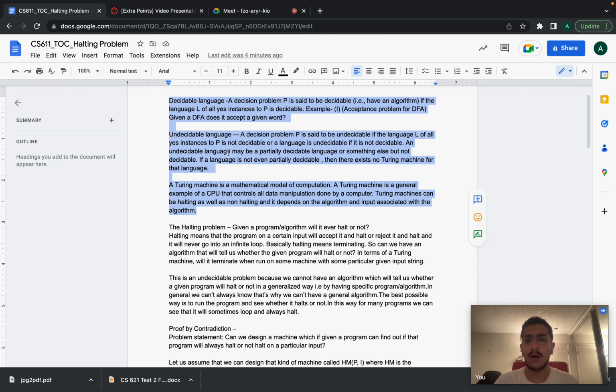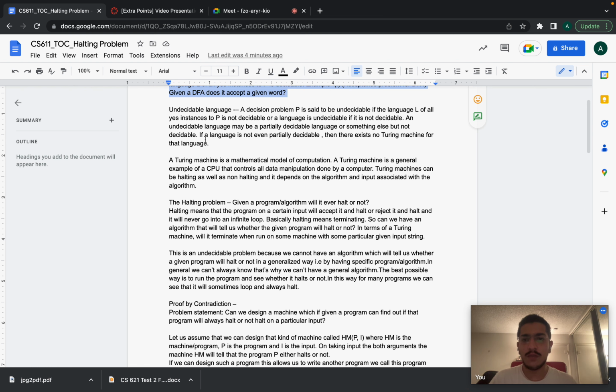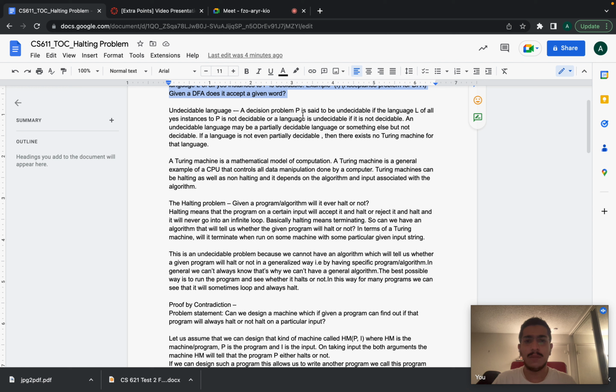So a decidable language, we can take an example. A decision problem P is said to be decidable if the language L of all yes instances to P is decidable. Example: the acceptance problem for DFA. Then for an undecidable language, a decision problem P is said to be undecidable if the language L of all yes instances to P is not decidable. If it is not decidable, the language may be partially decidable or something else, but not decidable.